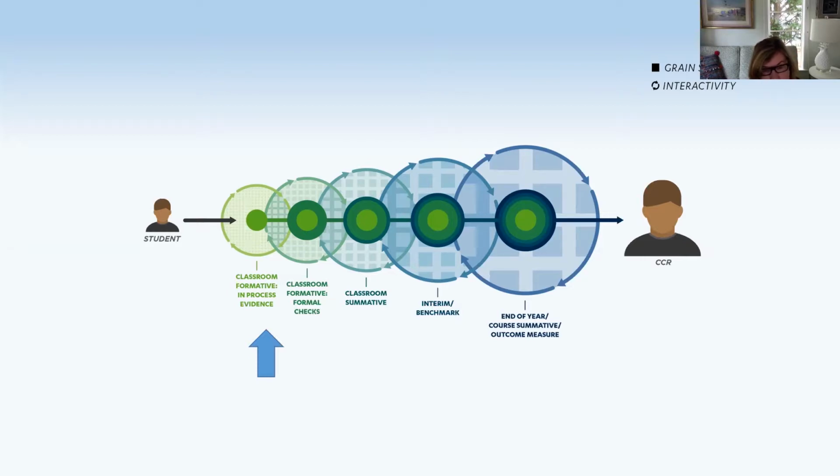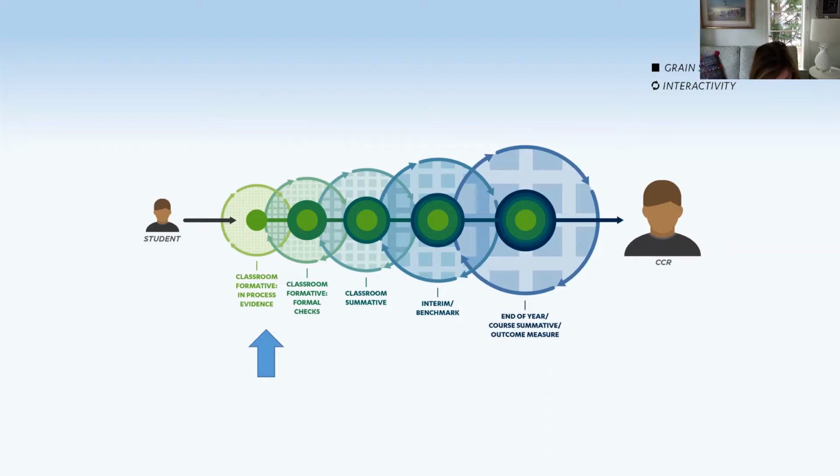Interim benchmark assessment covers a longer period of learning to see how learning is developing and whether students are on track to meet the end of the year summative assessment. So these all provide different levels of detail for the decisions that need to be made about student learning across the system. And of course, the information we're talking about now is the smallest grain size that is closest to the student, the classroom formative in-process evidence. So I hope that helps you see where formative assessment sits in this larger assessment system.